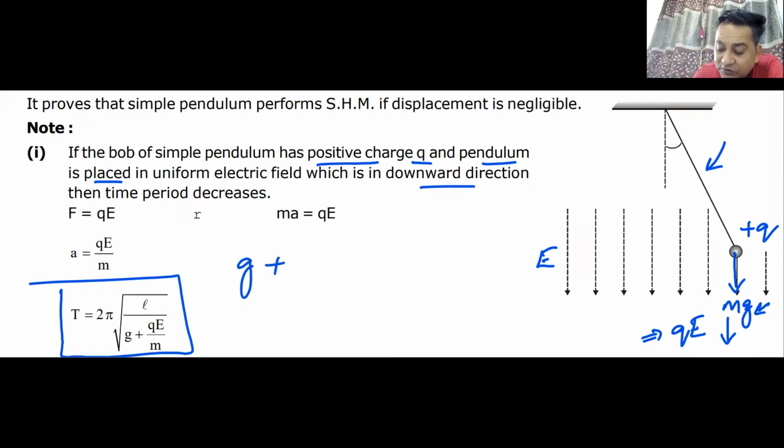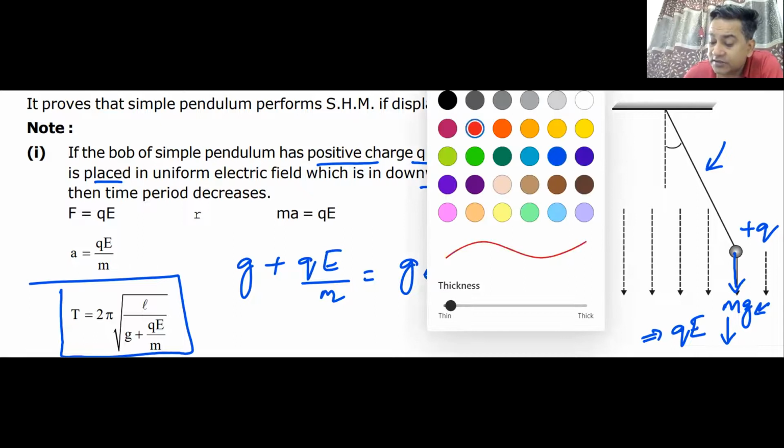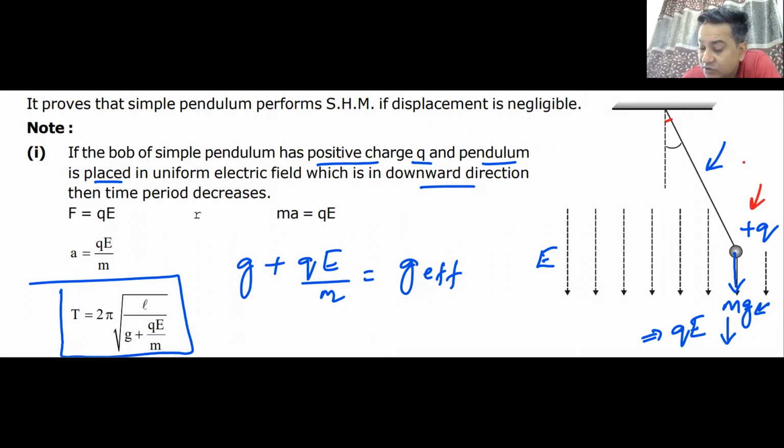Remember, this g plus QE by m basically becomes g effective. Basically, g has become more. How much more has it become? QE by m, because the force was acting downwards. If in place of this charge being positive, the charge was negative, minus q, then the force would have acted upwards, and in that case the value of g would have become g minus QE by m.